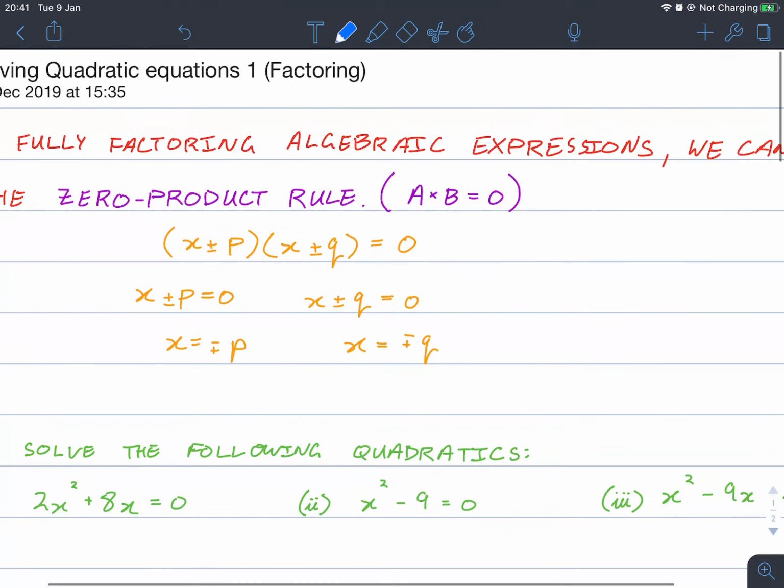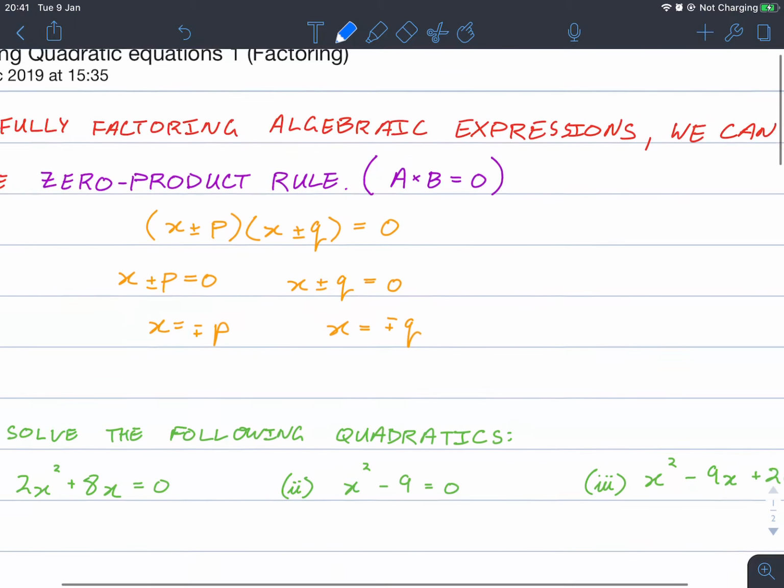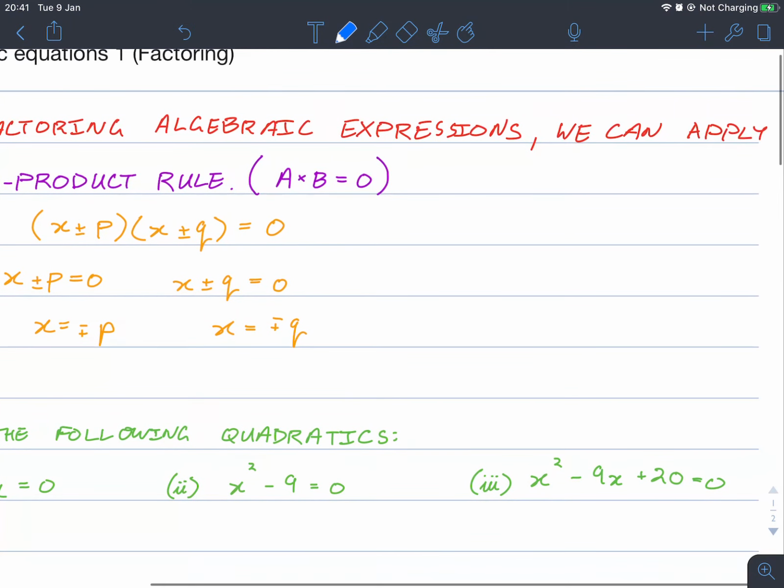What the zero product rule in essence means is, if you have two numbers a times b equals 0, we can conclude from this that either a equals 0 or b equals 0, or both.